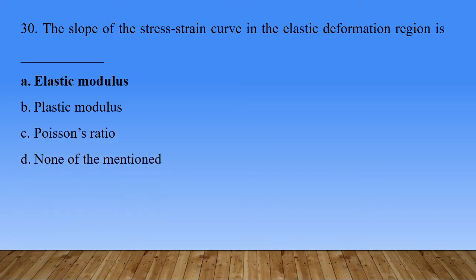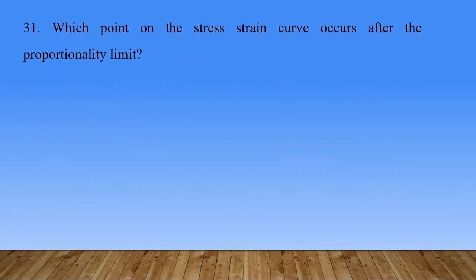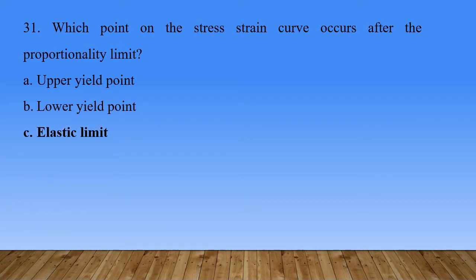Option D, none of the mentioned. The correct answer is option A, that is elastic modulus. Question number 31. Which point on the stress strain curve occurs after the proportionality limit? Option A, upper yield point. Option B, lower yield point. Option C, elastic limit. Option D, ultimate point. The correct answer is option C, that is elastic limit.